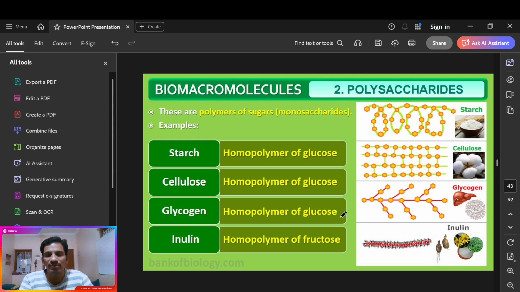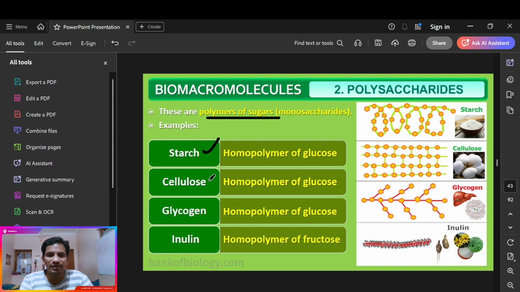So here, biomolecules, polysaccharides. Today's concept is the polysaccharides. These are polymers of sugars. Polymers of sugars means what? A number of monosaccharides as polymers, right? Example: starch is one polysaccharide, cellulose is one polysaccharide, and glycogen and inulin.